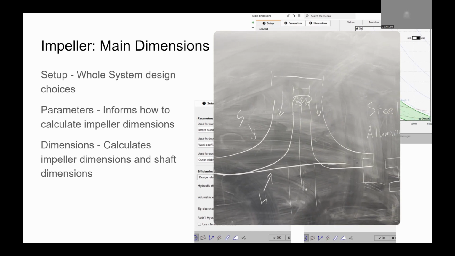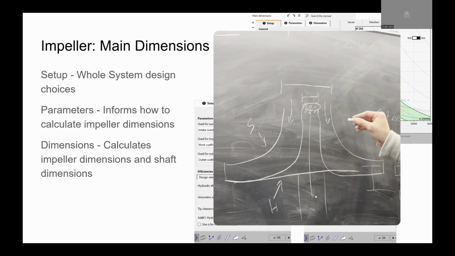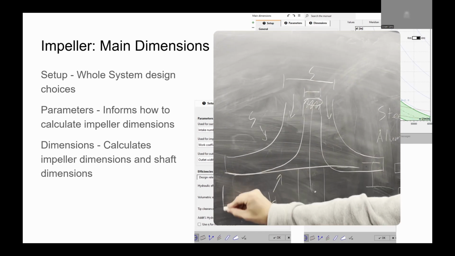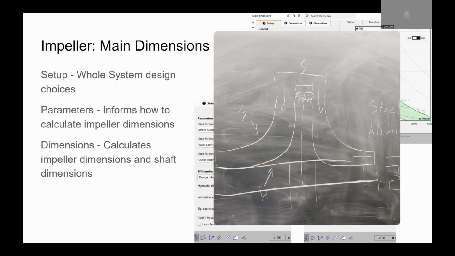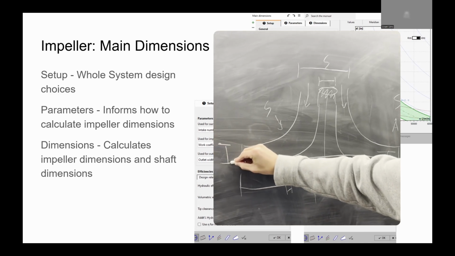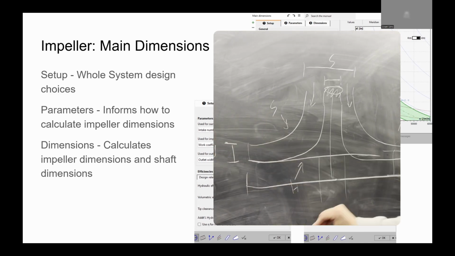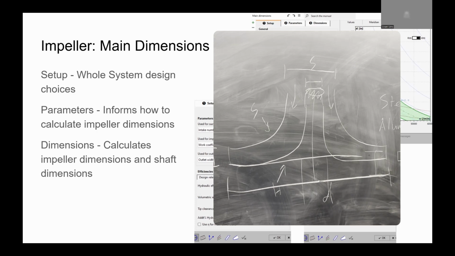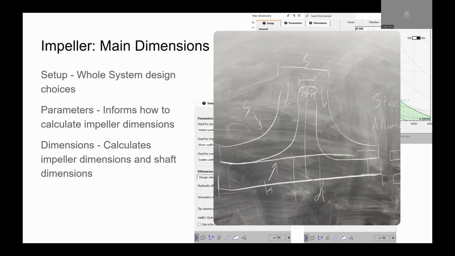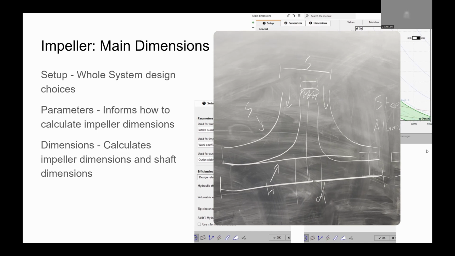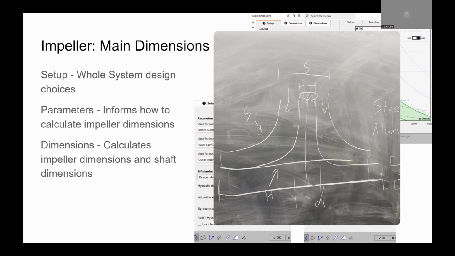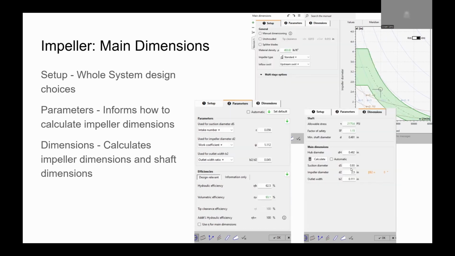So suction diameter, I think they call it suction diameter in CF Turbo, that's here. And then impeller diameter is obviously this one. And then outlet width is here. So this is your outlet width. This is your diameter. So these are the basic dimensions that it calculates in this stage. And oftentimes when you get these dimensions, I'll make some modifications to them sometimes.